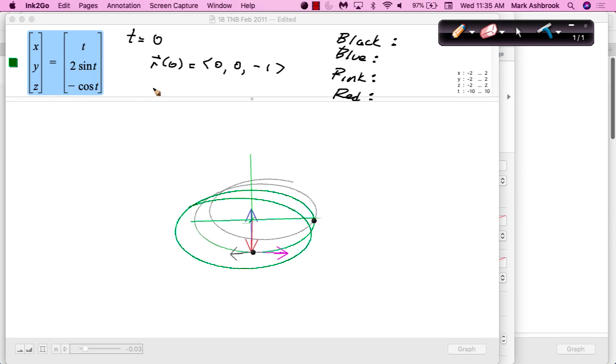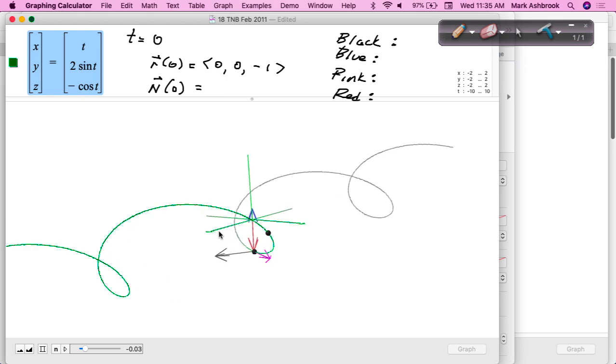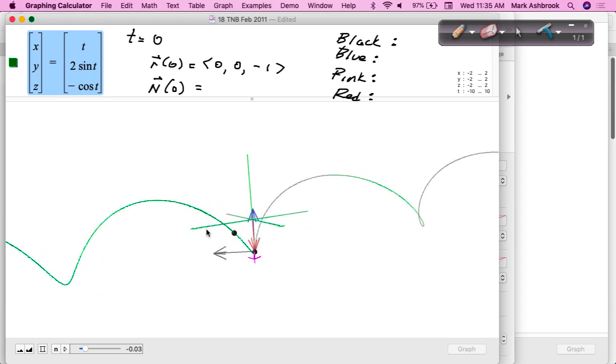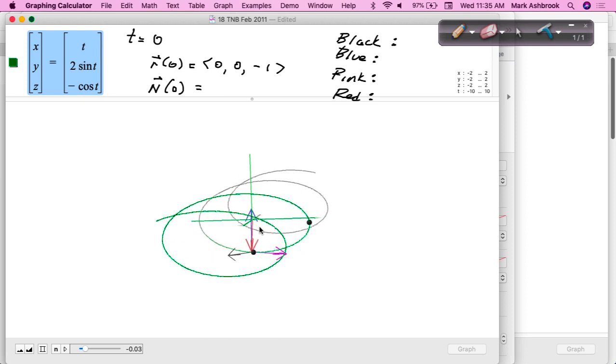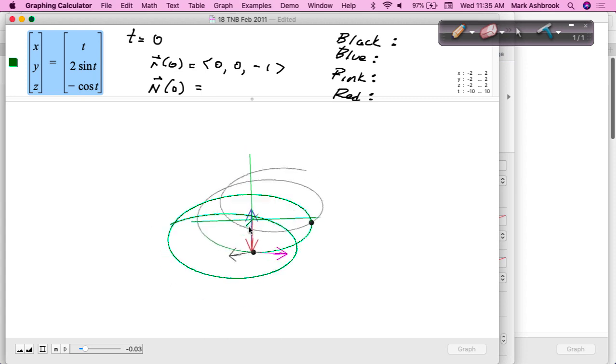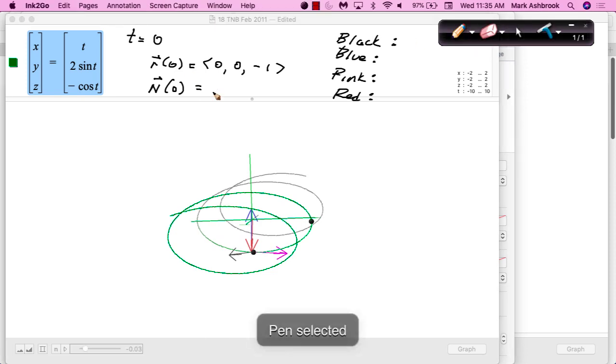Okay, I think the unit normal is easiest next. What's the unit normal at 0? Some people are saying (0, 0, 1). Agree with that? What direction is it pointing? Straight up. What's its magnitude? 1. Therefore, if you said (0, 0, 1), you're correct.